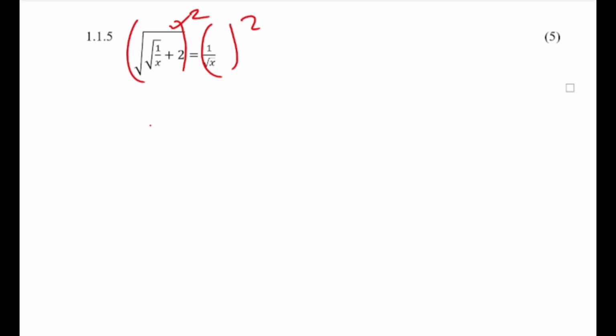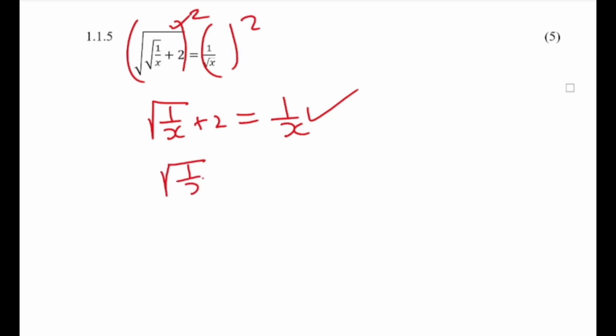So if we square here, we're going to get square root of 1 over x plus 2 is equal to 1 over x. If we square the square root of 1 over x, we get 1 over x. Now what we can do, we can isolate the square root of 1 over x. Let's isolate that. You get a mark for this, for squaring both sides. Isolating this third, it's another mark. 1 over x is equal to 1 over x, and then minus 2. You get a mark for that.